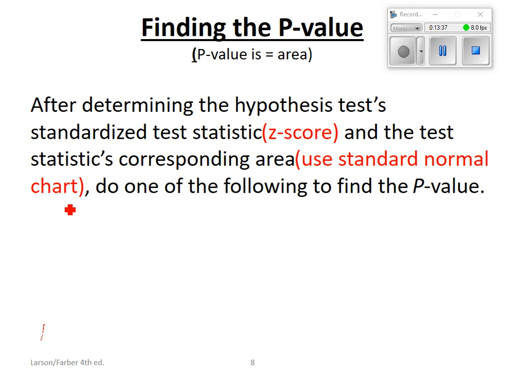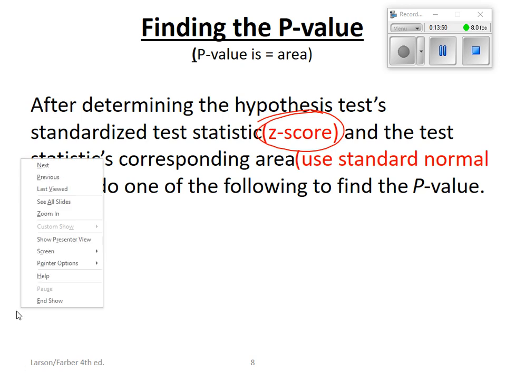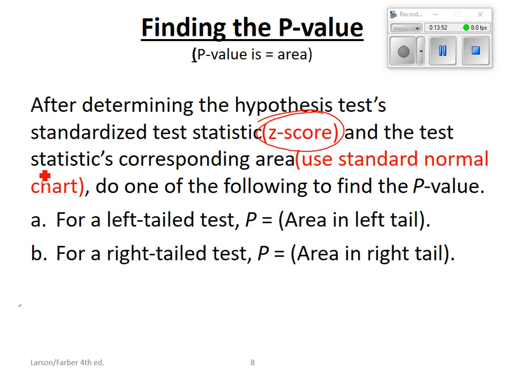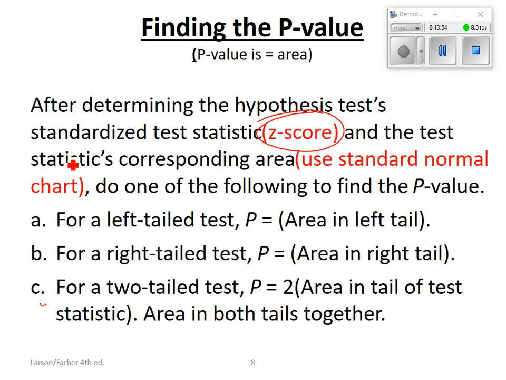After you determine the hypothesis test standardized test statistic, which is the z-score, we're going to talk about that here in a second. Then you do one of the following. And don't write this down. Sorry, I should have said that earlier. So what you're going to do, you're going to find the z-score, and decide whether it's left-tailed, right-tailed, or two-tailed. We talked about that last time, correct?